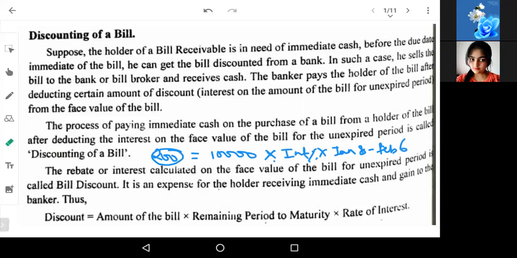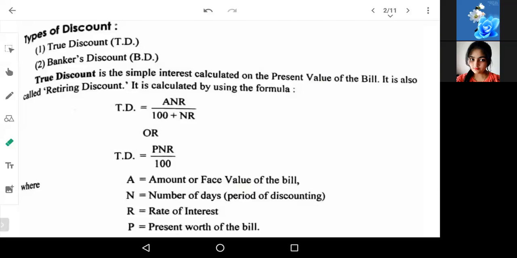Good. Now, the next important thing that we have to understand is the types of discount. There are two major types of discount. One is true discount, the other one is banker's discount. So let us understand what is true discount. It is the simple interest calculated on the present value of the bill.